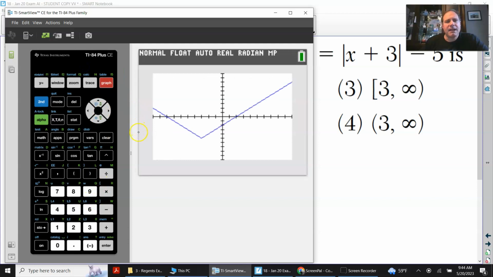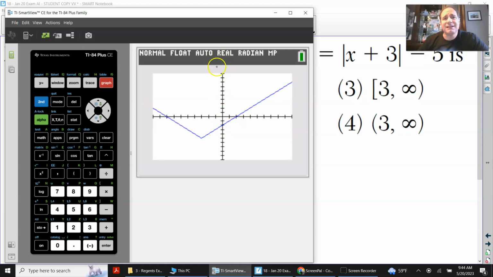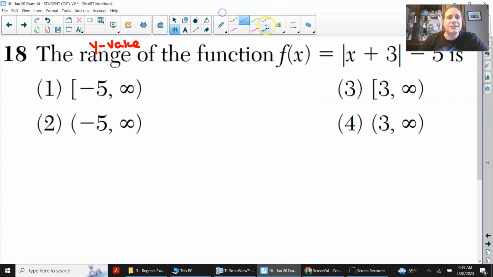So I'm going to press graph, and I'm going to look at that graph right there, and I'm going to focus on the range. The range is just the y. We're talking about the y, up and down, not left or right. So it starts right here, and I think that is 1, 2, 3, 4, 5. This is -5. It does not go below that, but it does go forever all the way up in the y-axis. So the range is -5. This is out. This is out. -5 and infinity. -5 and infinity.